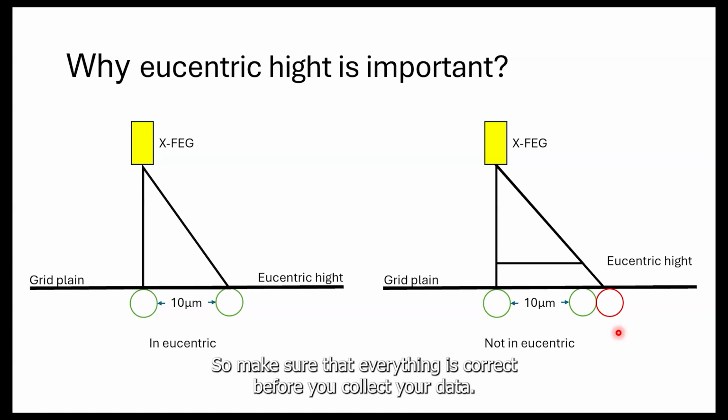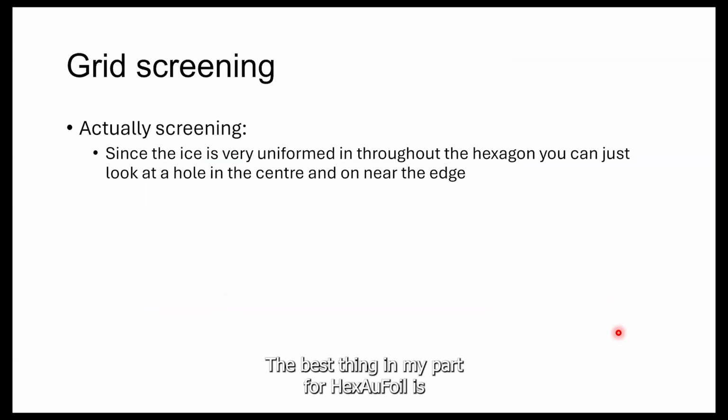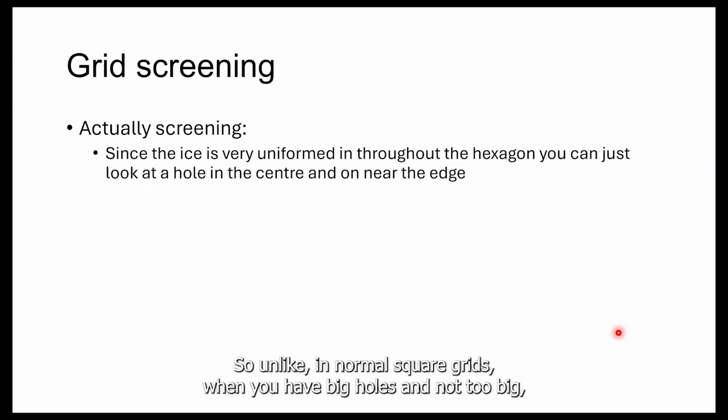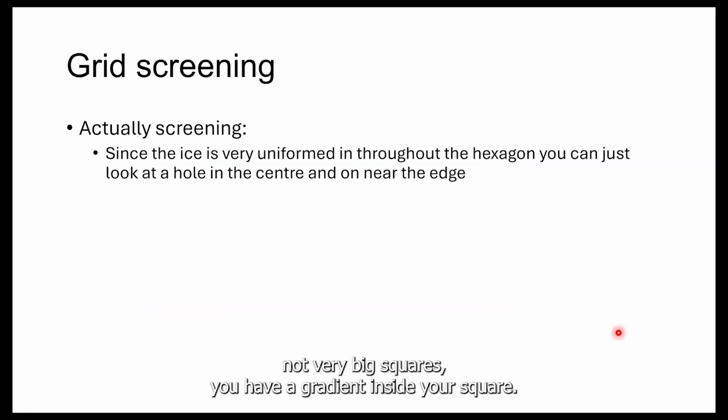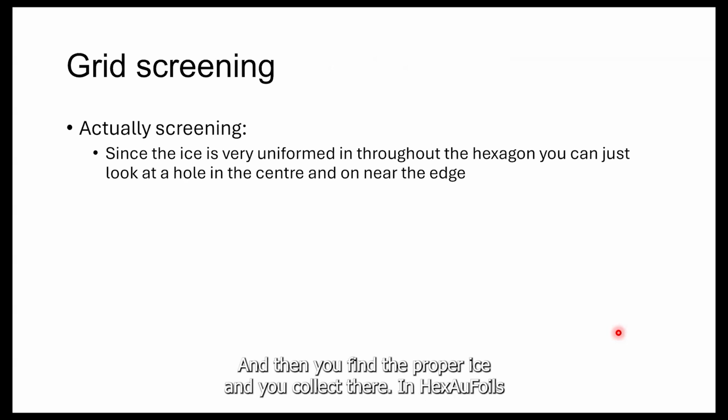So make sure that everything is correct before you collect your data. And let's go back to screening. The best thing in my part for HexAuFoil is the ice is very uniform in the hexagon. So unlike in normal square grids, when you have big holes and small, not very big squares, you have a gradient inside your square. So you have to make sure how the center looks, how the side looks, how the middle looks, and all that stuff. And then you find the proper ice and you collect there.